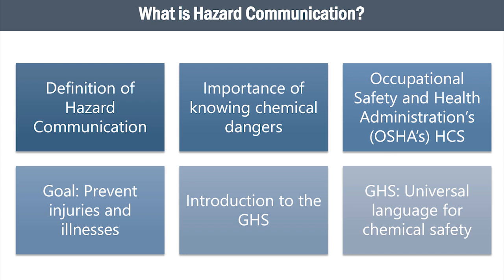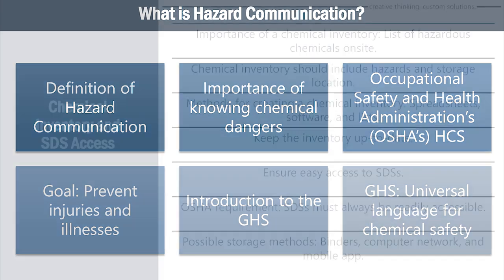We're going to talk about an introduction to the globally harmonized system in a minute. And then one of the great things about the globally harmonized system is that it does provide a universal language for chemical safety. It gives us a way where we may not agree on everything about the hazards, but we can at least know this is a corrosive, or this is flammable, or this is going to cause problems for the fish in the water, depending on which symbol you're looking at.